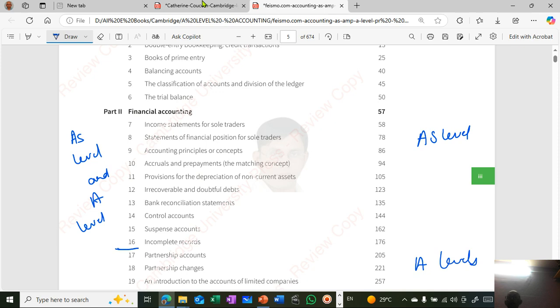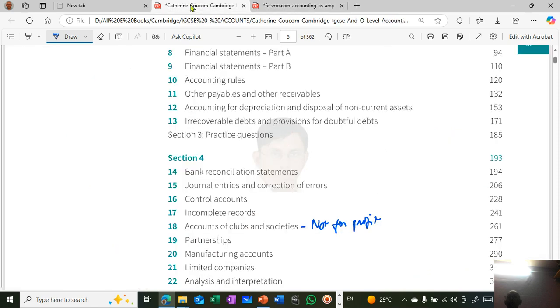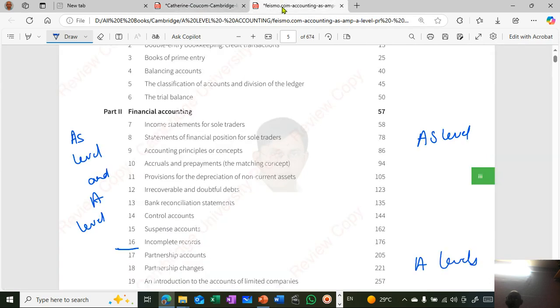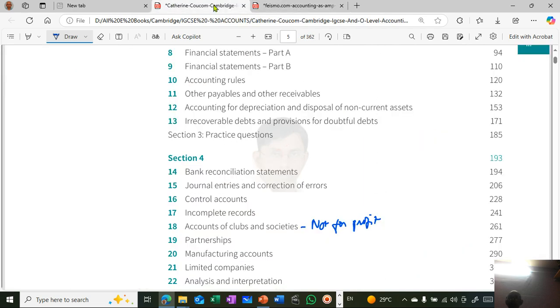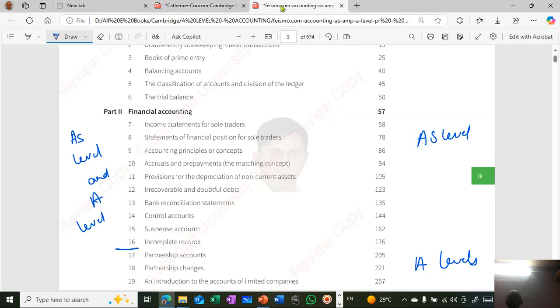So now coming to again, so what happens? Then control accounts, incomplete records. See, where are incomplete records? See, incomplete records. Accounts of clubs and societies, not for profit. Accounts for clubs and societies. So where is it? Not for profit organizations.